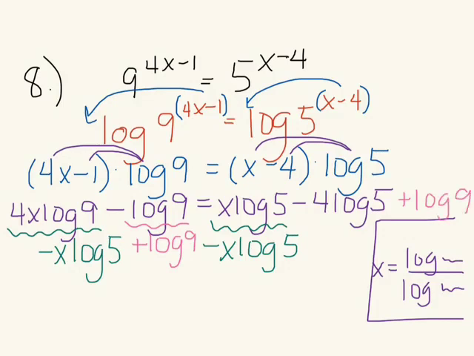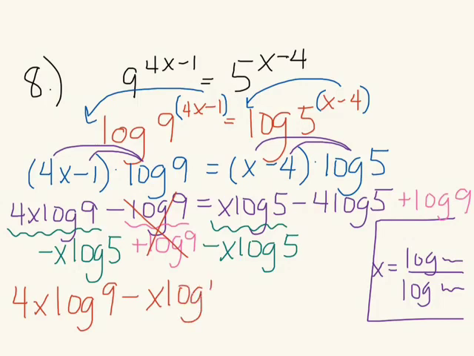Okay, I know that looks really messy right now, so let's cross out what canceled. So here our log of 9's canceled. So on the left side of our equation, we have 4x log of 9 minus x log of 5. On the right side of our equation, our x log of 5's canceled. So I have negative 4 log of 5 plus log of 9.